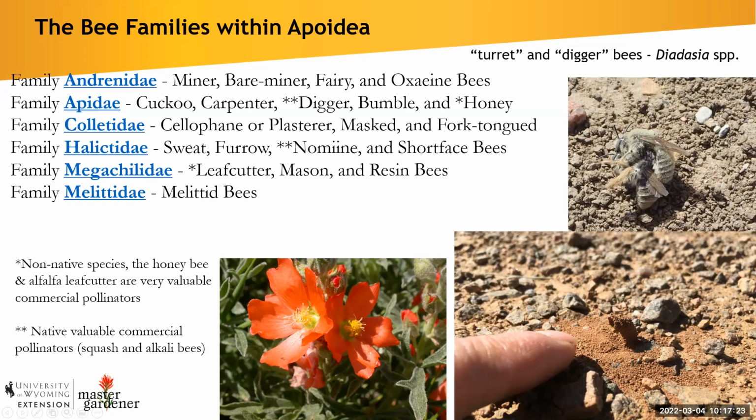We also have, besides the European honeybee, alfalfa leafcutter bees, an important species used in the production of alfalfa seeds, so very important commercial pollinators. And then we have some of the natives that have turned out to be really good pollinators too, such as squash and alkali bees.